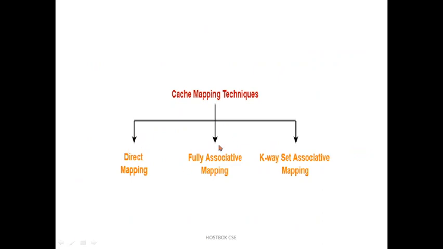Then what are the types of cache mapping? These are divided into three techniques. One is called direct mapping, another is fully associative, and another is k-way set associative mapping. These categories we will see in the upcoming sessions. So I hope you understand what cache memory is and why we need cache mapping and so on.